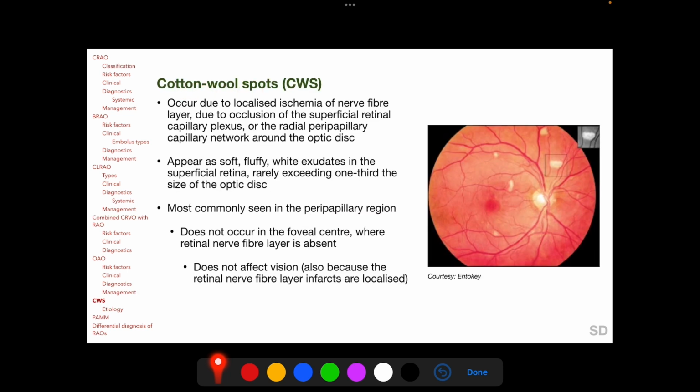Cotton wool spots, as seen here in this clinical photograph, occur due to localized ischemia of the nerve fiber layer due to occlusion of either the superficial retinal capillary plexus or the radial peripapillary capillary network around the optic disc. Cotton wool spots appear as soft, fluffy white exudates in the superficial retina, rarely exceeding 1/3 of the size of the optic disc. Cotton wool spots are most commonly seen in the peripapillary region, and they do not occur in the foveal center where the retinal nerve fiber layer is absent.